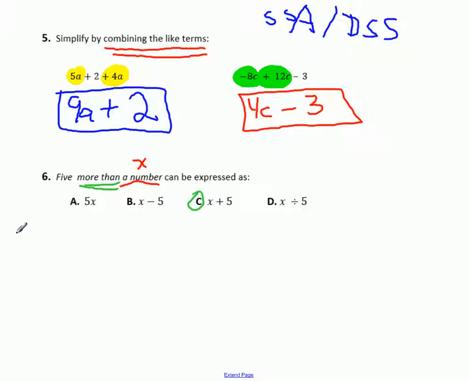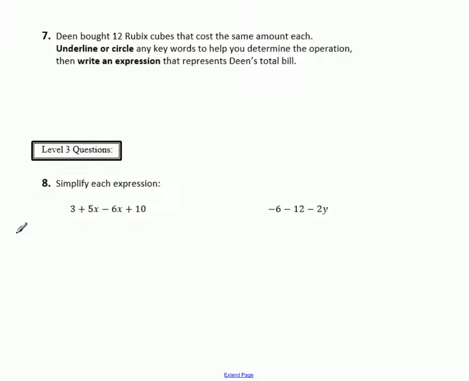All right, moving on. Next one, Dean bought 12 Rubik's Cubes that cost the same amount each. Underline or circle any keywords to help you determine the operation. Then write an expression that represents Dean's total bill. So a couple different ways to write this. I just thought of this. I see the word total, which tells me one operation. But then I also see the word each, which also means another operation.